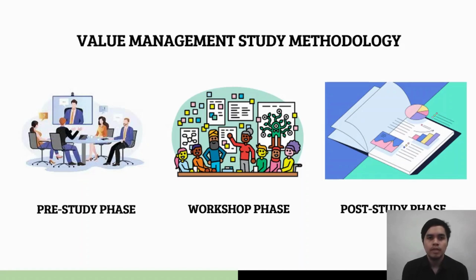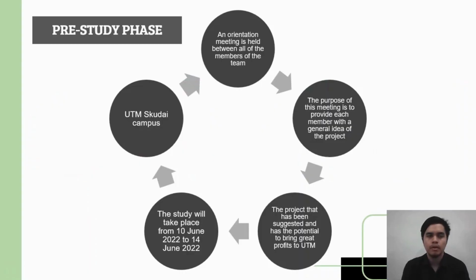The value management study methodology consists of 3 stages, which are pre-study phase, work phase, and post-study phase. Firstly, pre-study phase. The pre-study phase is an orientation meeting held between all of the members of the team. The purpose of the meeting is to provide each member with a general idea of the project that has been suggested and has the potential to bring great profit to UTM.